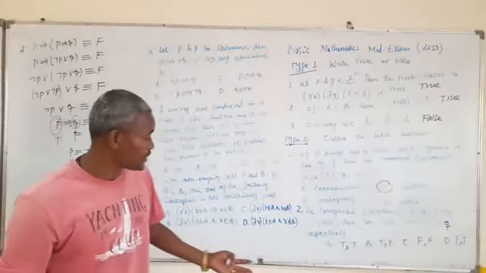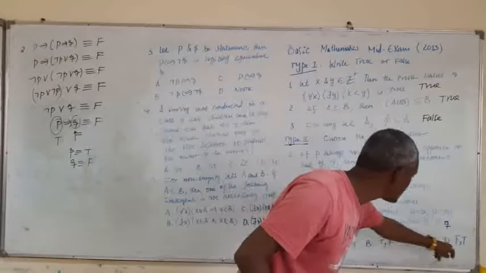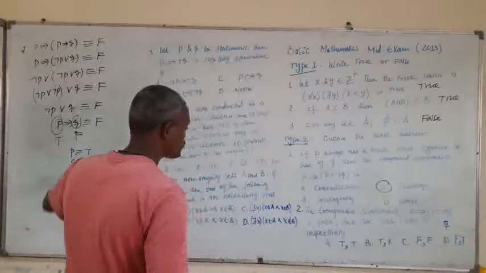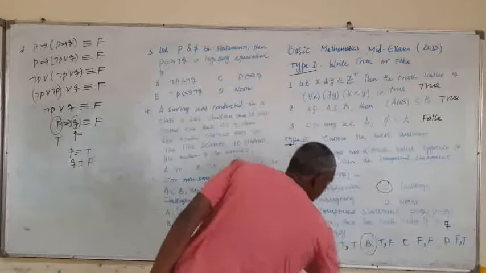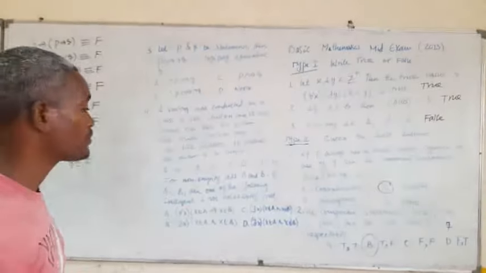So which one is the choice? A is true, true; B is true, false; C is false, false; D is false, true. Therefore, the truth value of this one is this one. Well, B is the correct solution.